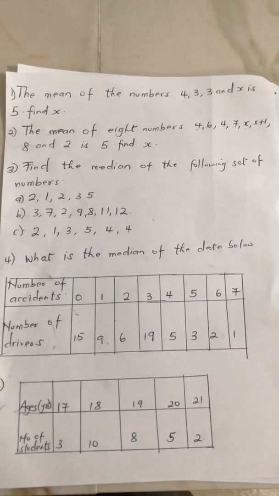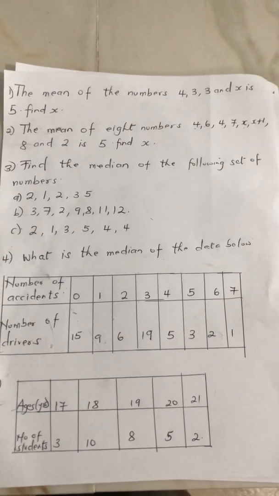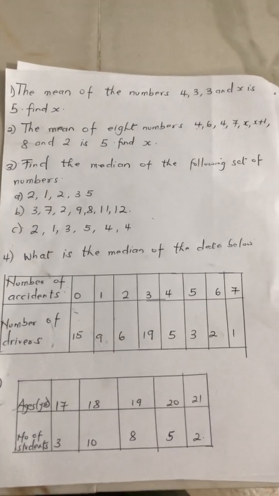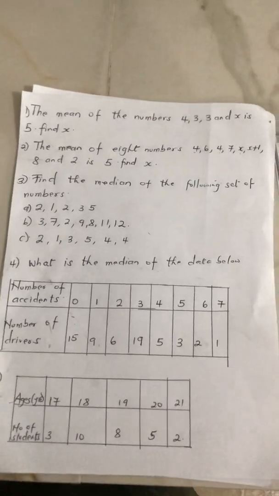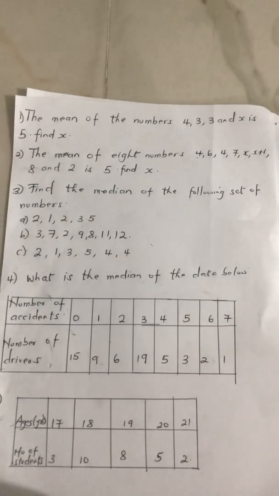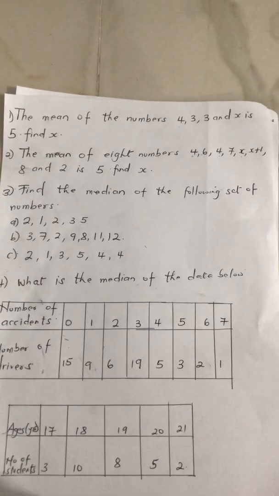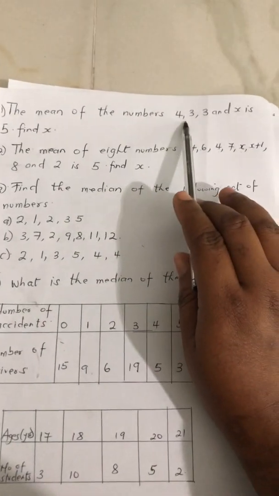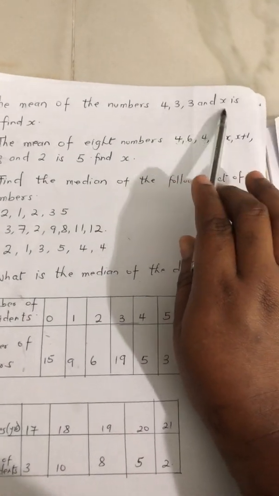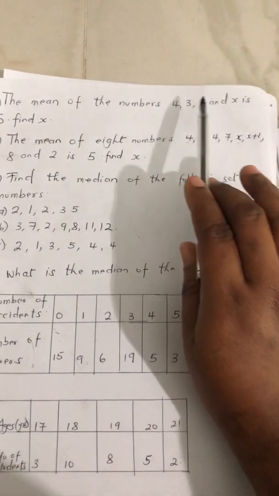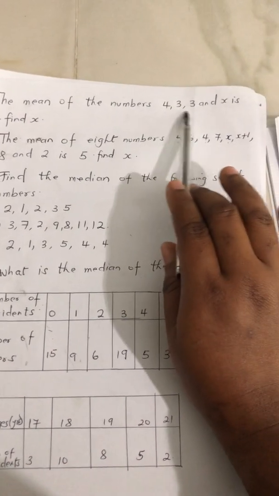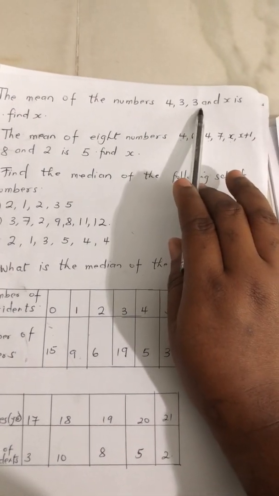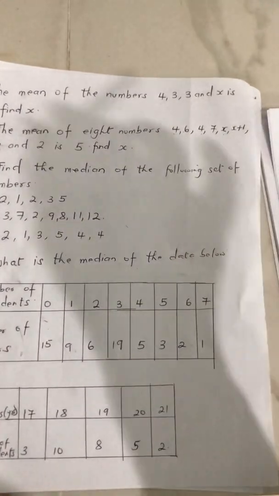The first question says the mean of the numbers 4, 3, and x is 5. Find x. Now, what do we remember about mean? Mean is the sum of all the elements divided by the number of elements. So the sum of all the elements, these are the elements 4, 3, and x. So these are the elements they've given us in the question, and it's the sum of all the elements over the number of members in the set.